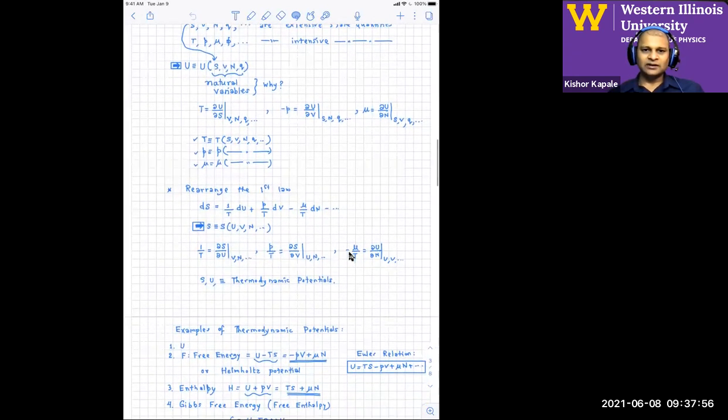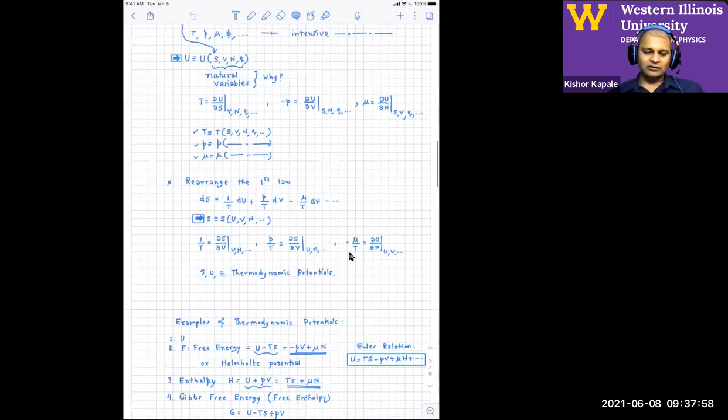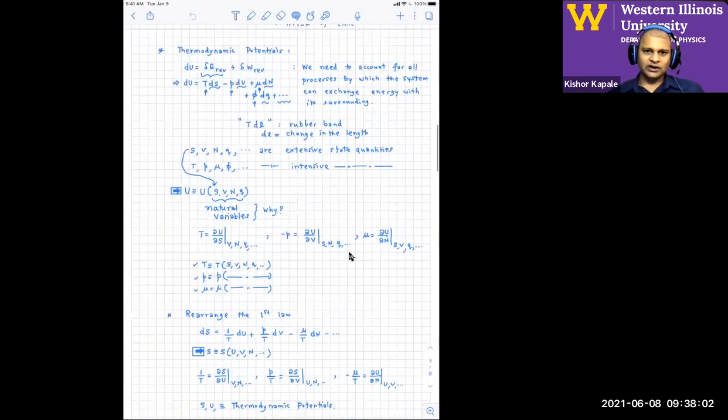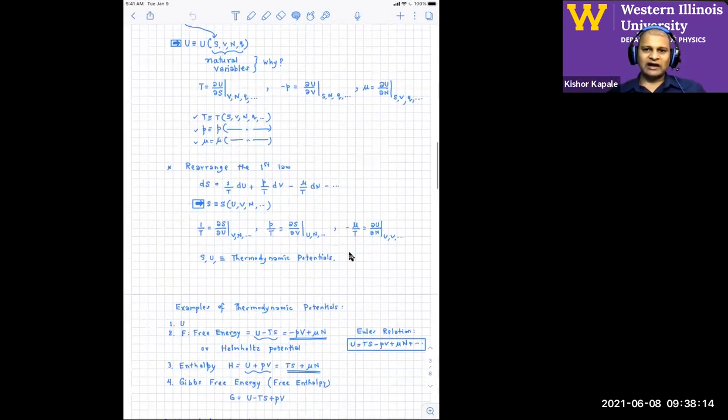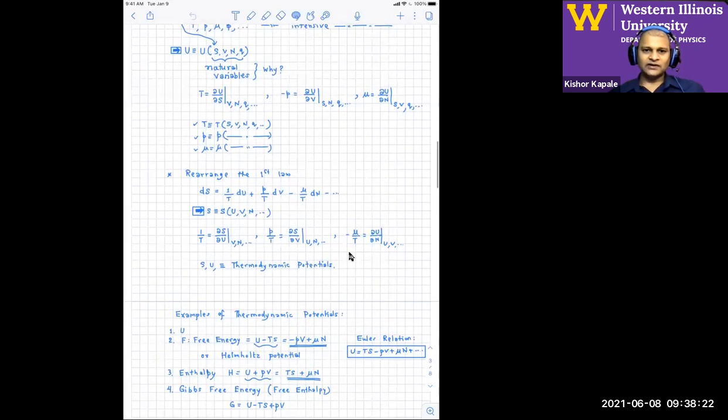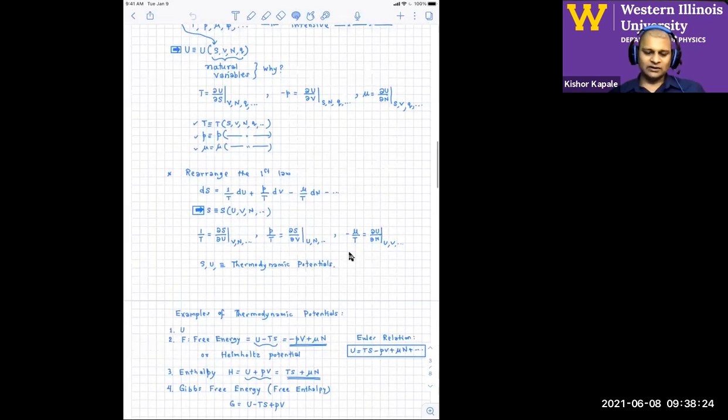And then we talked about the natural variables for U, which actually comes from the first law expression, dU equals T dS minus P dV plus mu dN, because you have dS, dV, dN. S, V, and N are the natural variables for U. And once you have that, you can then define other thermodynamic potentials based on that by taking appropriate first order partial derivatives of the internal energy, right?